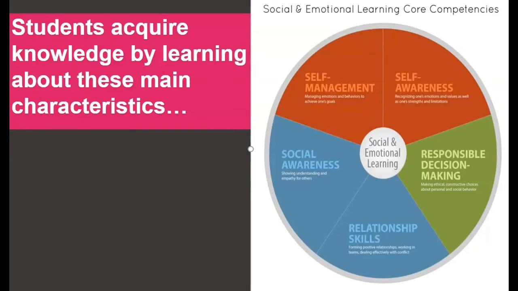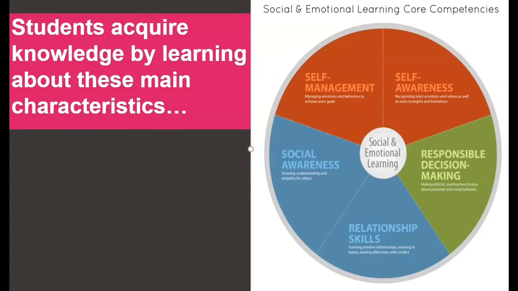So what is social emotional learning? Well, students acquire knowledge by learning about these main characteristics that we'll find on the social and emotional learning core competency wheel. First, we have self-management. This is the management of emotions and behaviors to achieve one's goals. And we have lots of opportunities for goal setting.